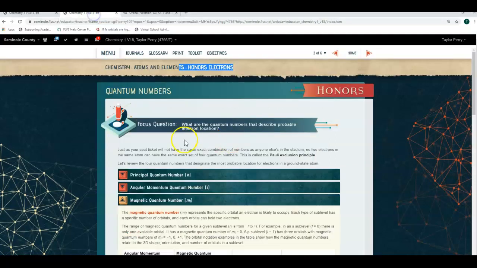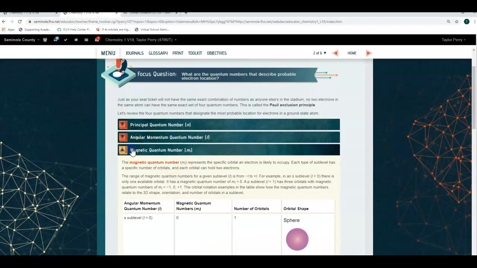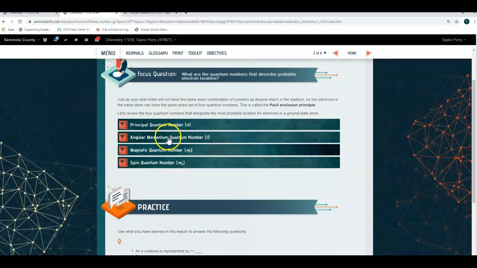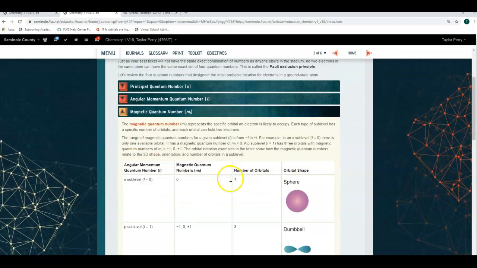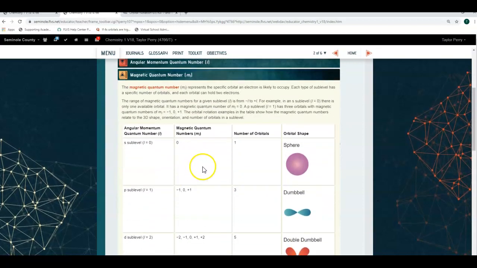Just bear with me. I'm going to go to the honors section here because they talked about all four of these numbers as well in the honors section, but they went into more depth. And I really like this table right here. It talks about the magnetic quantum number. It says it represents the specific orbital an electron is likely to occupy. What that means is, it says it right here, each sublevel or subshell, so what they're talking about is those s, p, d, and f subshells.